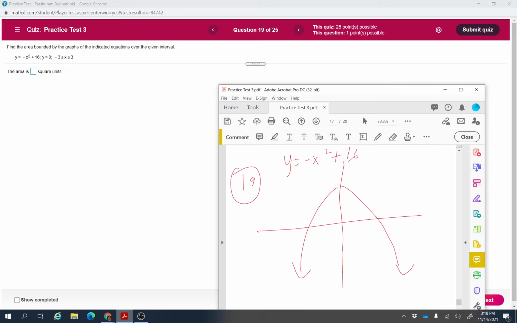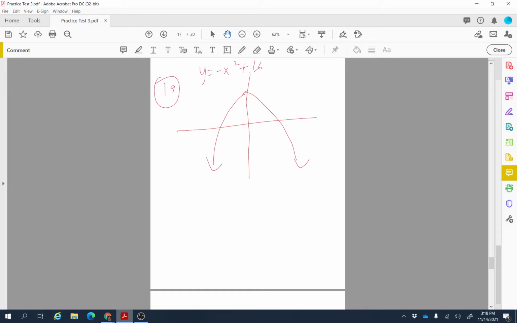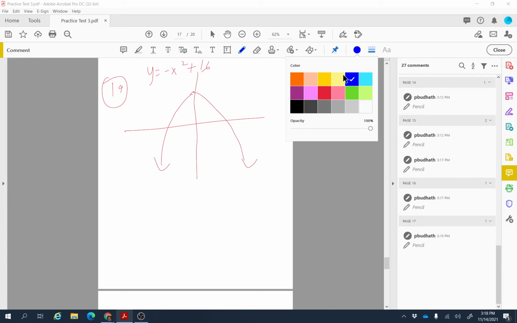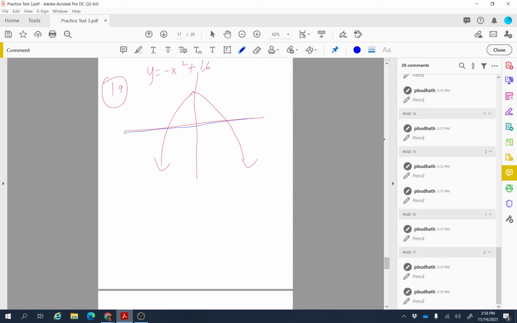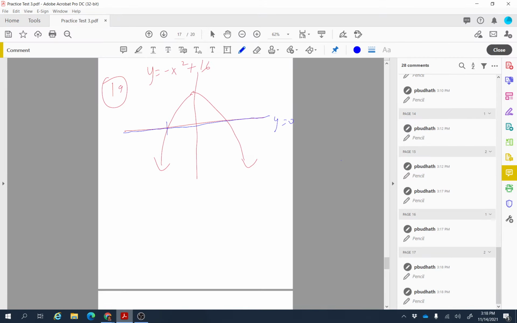That's a parabola. y equals 0 means this x-axis. This is y equals 0. And then finally, x is from negative 3 to positive 3. If you go here, you can find this is negative 4 and this is positive 4, but we want to go from negative 3 to positive 3. So we want to find the area of this part.